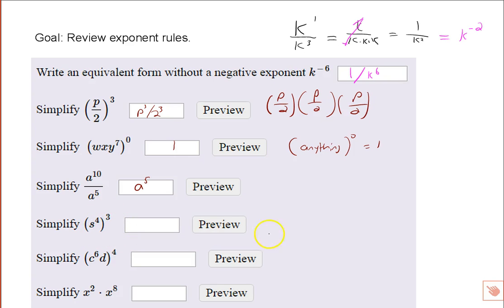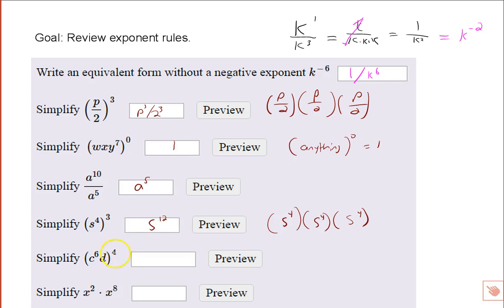Here's another expression that is cubed, so I'm going to write that expression 3 times. So I have s to the 4th power inside the parentheses, and I'm writing it 3 times because it's been cubed. So now if I were to count all of my s's, I have 4, 4, and 4, so that's 12 s's. So this is s to the 12th power.